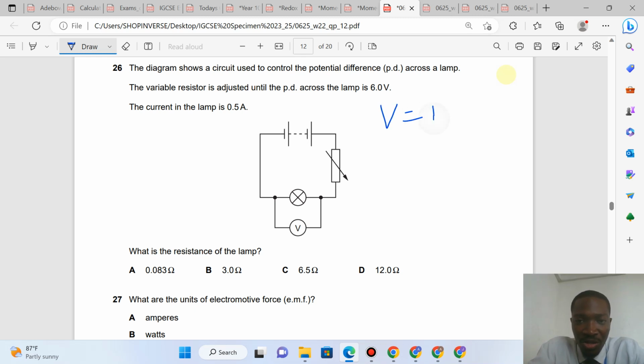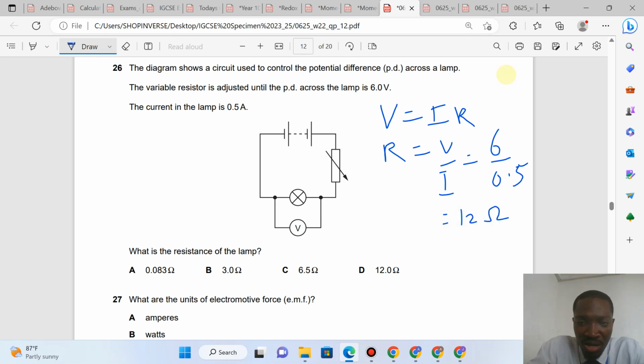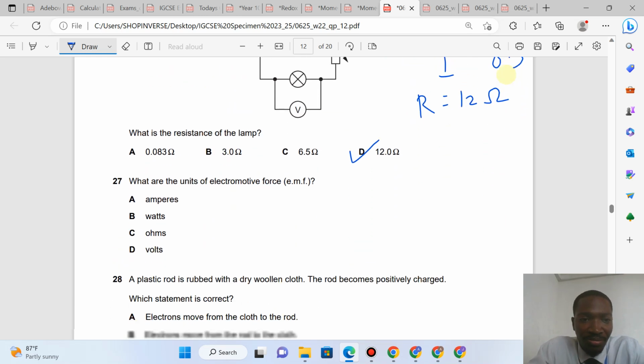According to Ohm's law, V equals I R. Now we are looking for the resistance, which means R equals V over I. The voltage in this circuit is 6 volts and the current in this is 0.5 amperes. So if you divide 6 by 0.5, you get 12. Okay, so the resistance is 12 ohms. That makes option D the correct answer.